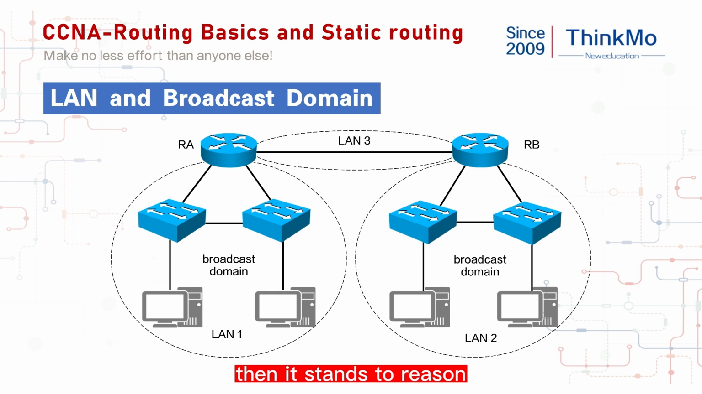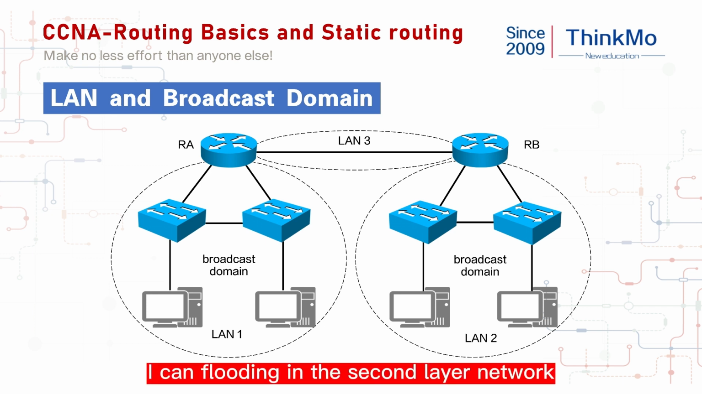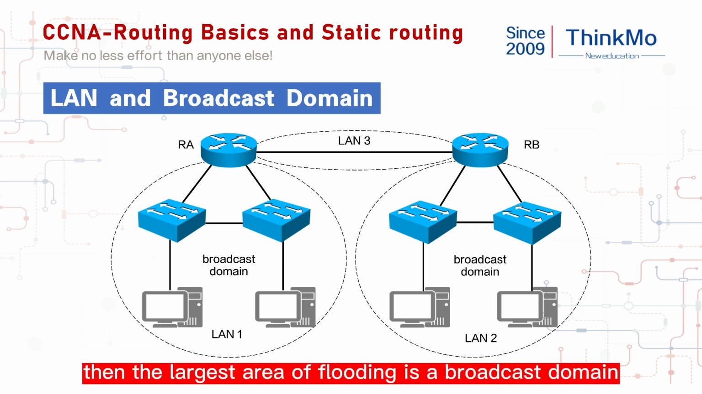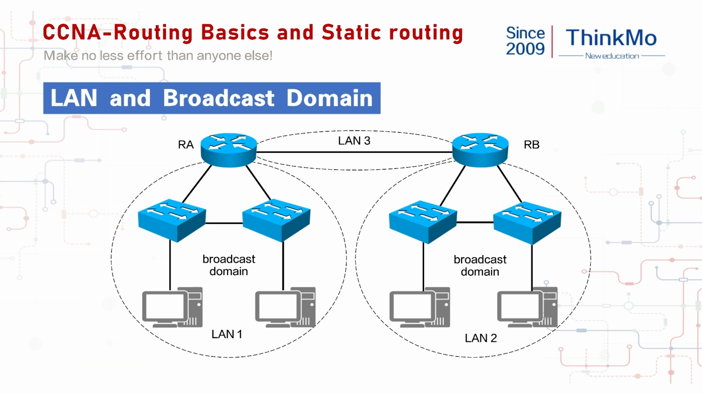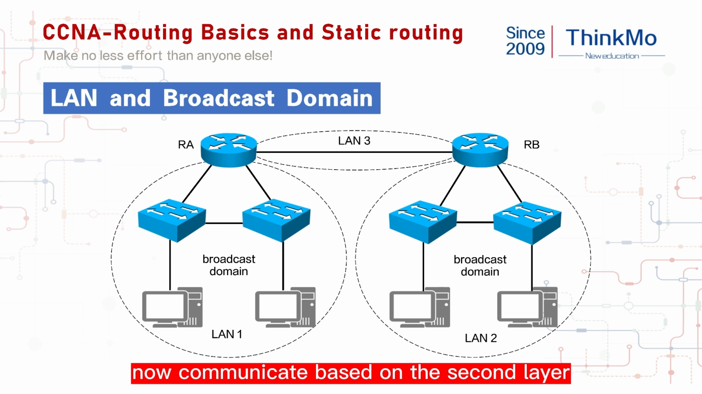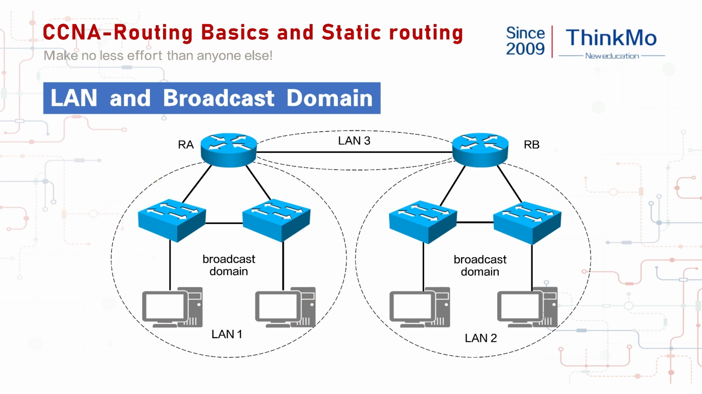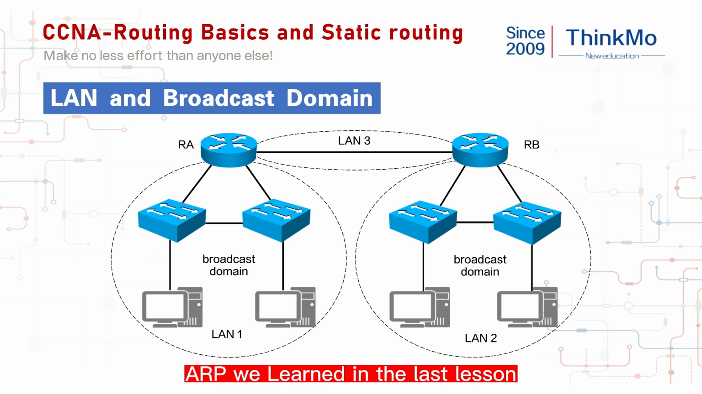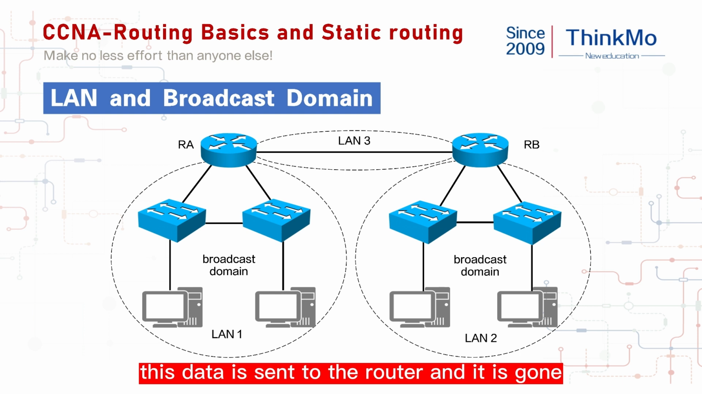Then it stands to reason. For example, now I have a broadcast data frame. The destination MAC is all 1s, written in hexadecimal as all F. It is a broadcast frame, and I can flood it in the second layer network. Then the largest area of flooding is a broadcast domain. Now communicate based on the second layer, only within this range. ARP, which we learned in the last lesson, is a broadcast. This data is sent to the router and it is gone. Data forwarding is not possible.